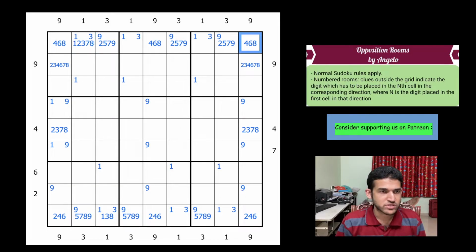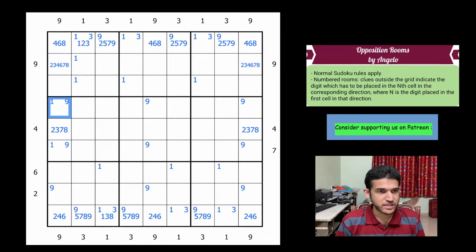8 is ruled out. 4, 6, 8 triplet. So it is 1, 2, 3 or a 7. Oh, 7 is also ruled out, right? You can't have 7 here because 1 is in one of these three cells. So it's 1, 2, or a 3, which means 1 is in one of these three cells.